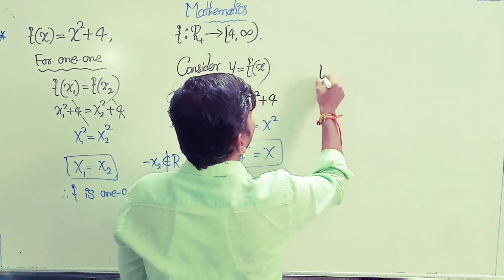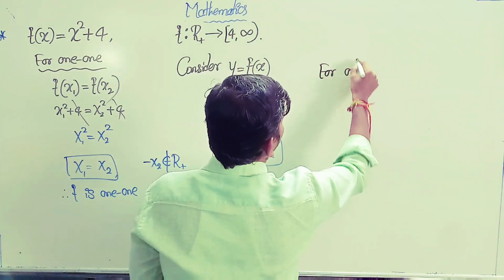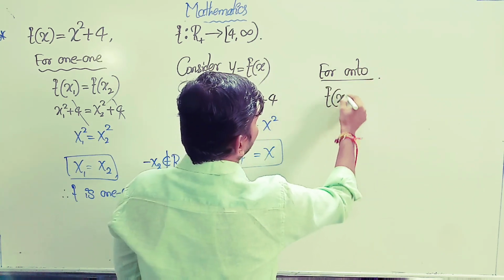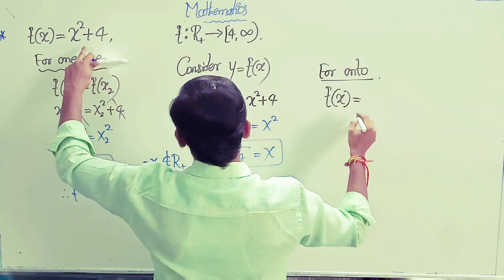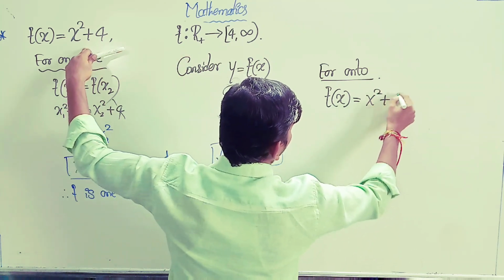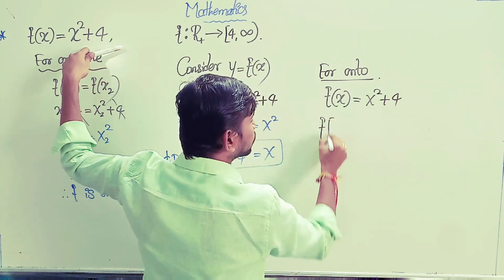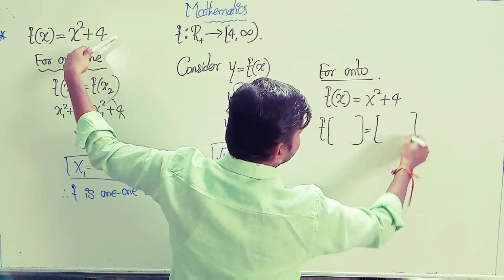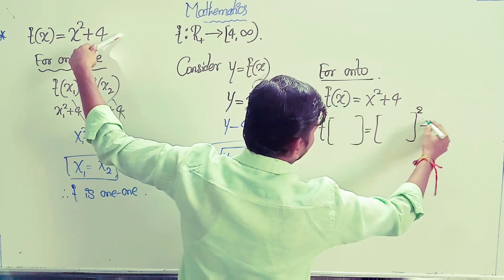That is for onto, I have to write. What is for onto? Onto will be written from the given question here: f of x is equal to x square plus 4. After that, I need to write f of x, keep it empty. Keep x empty, square plus 4.